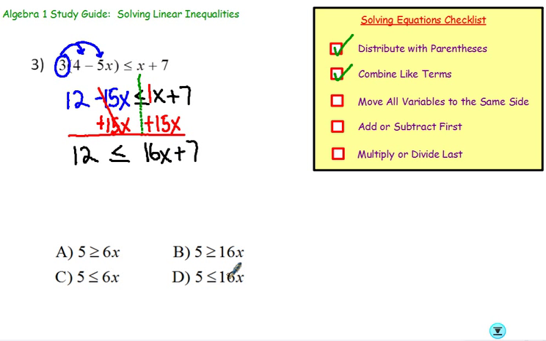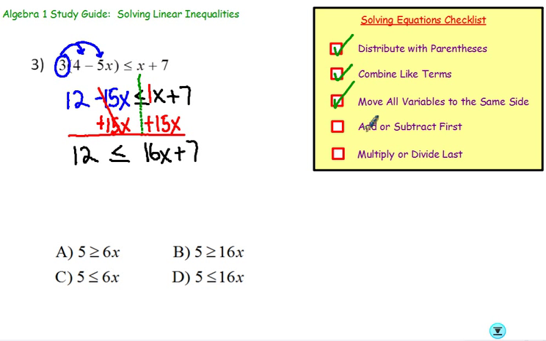They've got 16x. Of course, they got a 6x over here, so I'm thinking A and C are probably not the correct answers. But they've also have 16x by itself on the right side. And I look at what I've got, and my 16x still has a number over there, this plus 7. So what I'm going to want to do is get rid of that plus 7. And by the way, we can check this off, that we moved all of our variables to the same side.